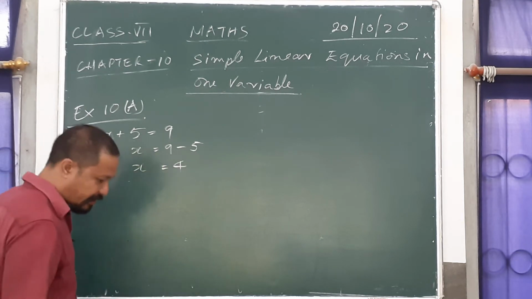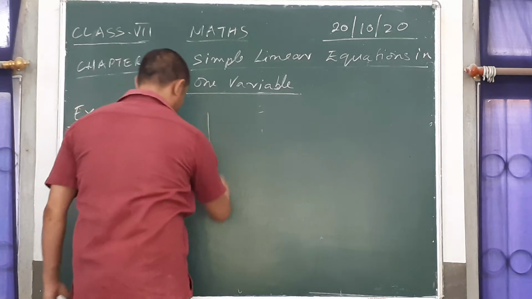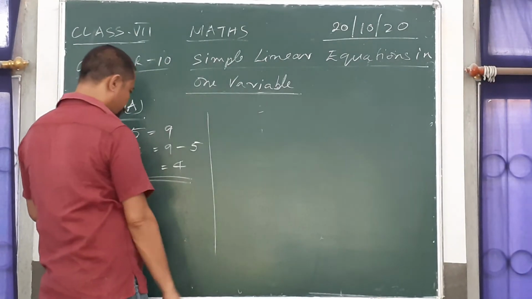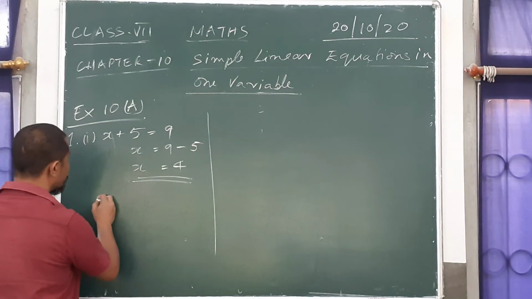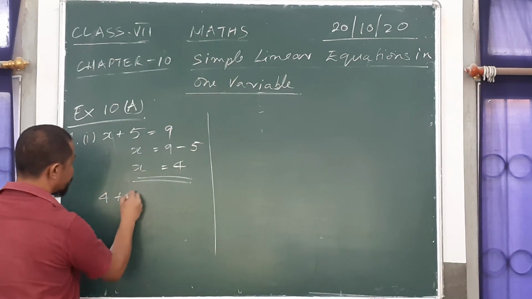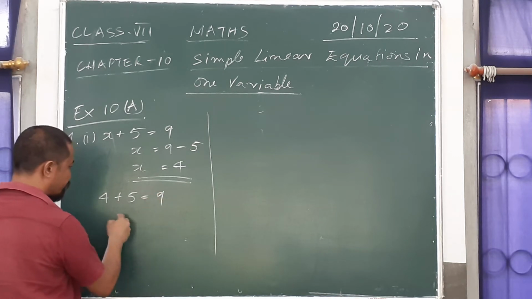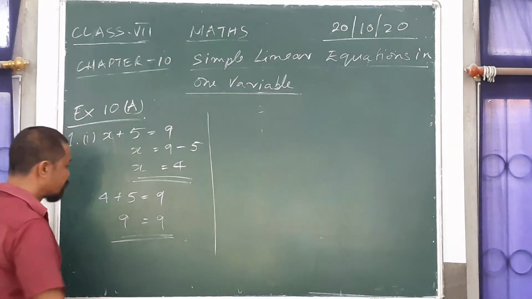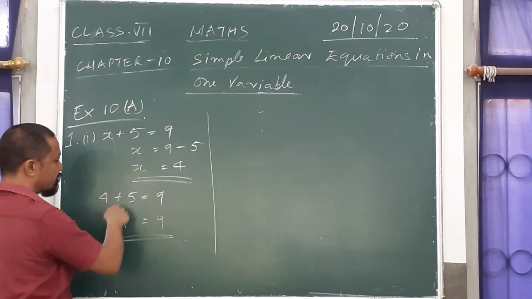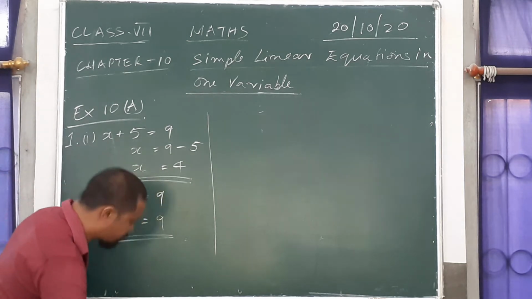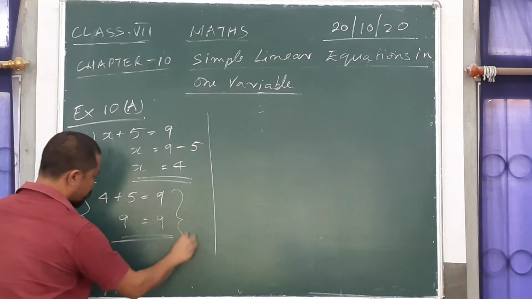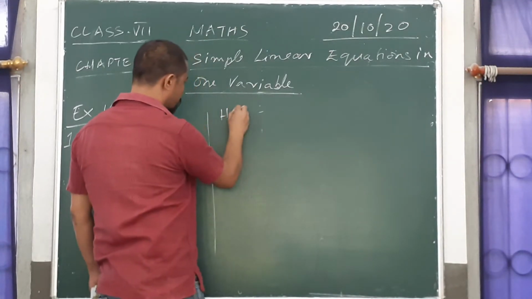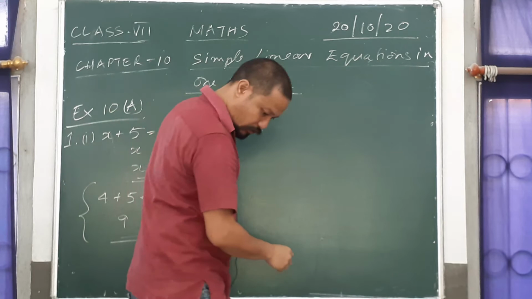Okay, and they are saying check your answer. How can you check your answer? What is the value of x? 4, right? So this will be 4 plus 5 is equal to 9. Is this true? 4 plus 5 is 9. It is an equation that is balanced. So x is nothing but 4. This is what they mean by checking your answer. Okay. Homework will be number 2.